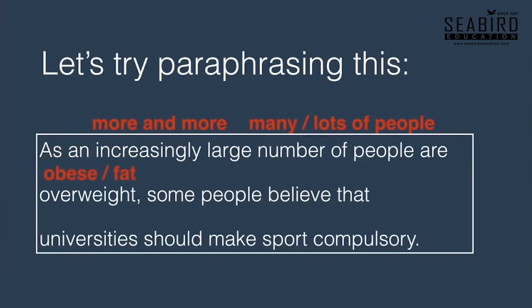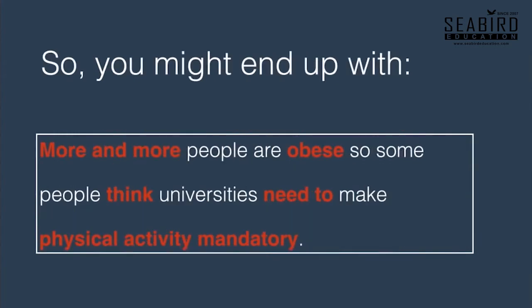Let's have a go. So we can talk about more and more instead of increasingly. We could talk about many or lots of people instead of large number of people. We can say obese or fat instead of overweight. We can say think instead of believe. We can maybe use need to or have to or another modal verb instead of should. We can use mandatory instead of compulsory. And maybe we can write something like physical activity instead of sport. But most of you would find it difficult to do this. And most of you would probably spend a lot of time trying to do this.